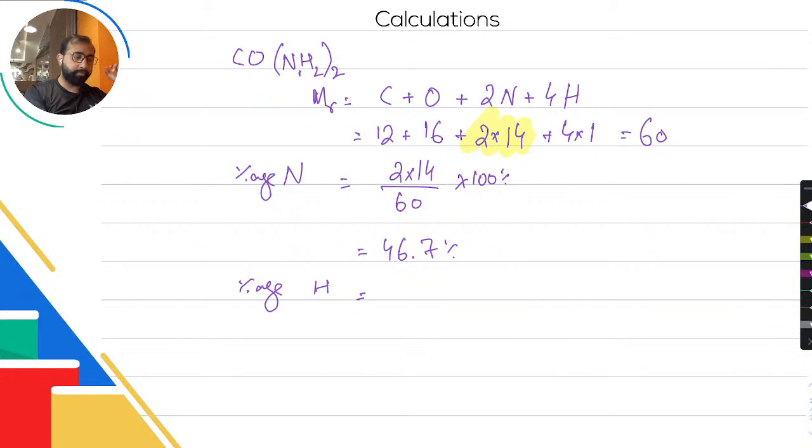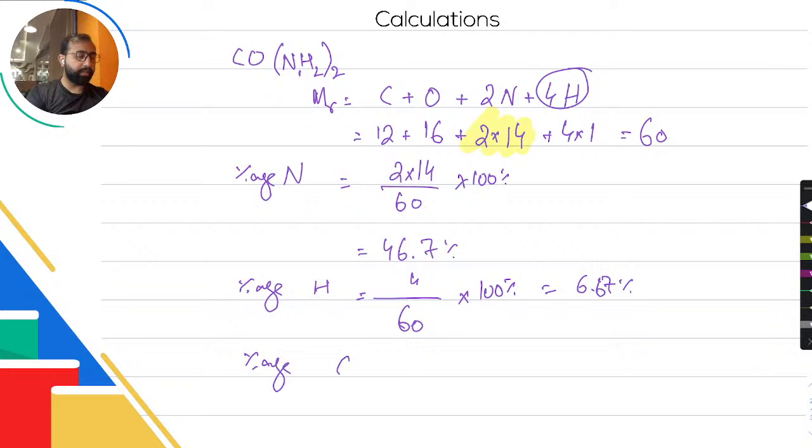That would be 4 divided by 60 in total times 100%, which will come out to be 4 divided by 60 into 100%. That is 6.7 or 6.67%. Similarly, percentage of carbon, that is 12 over 60 because there's one carbon into 100%. So that's going to be 12 divided by 60 into 100%, that's 20%.